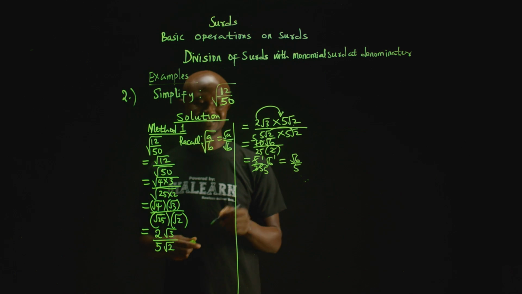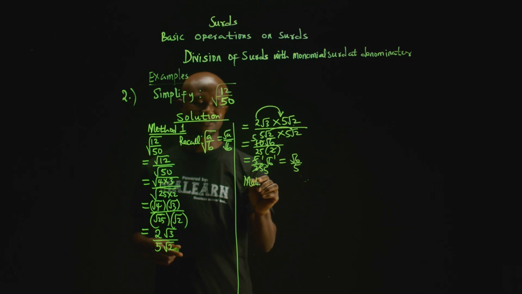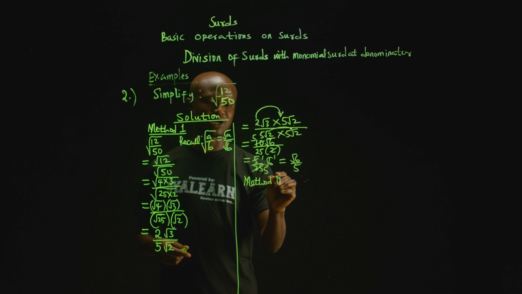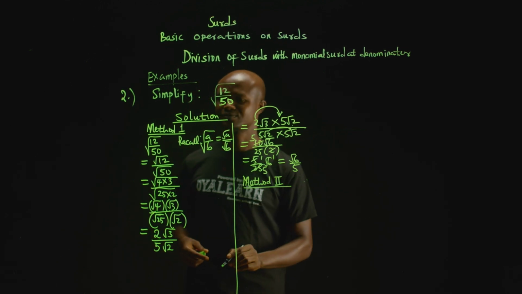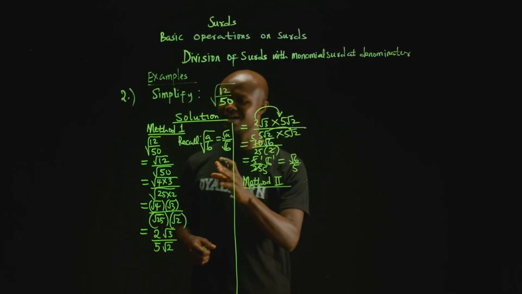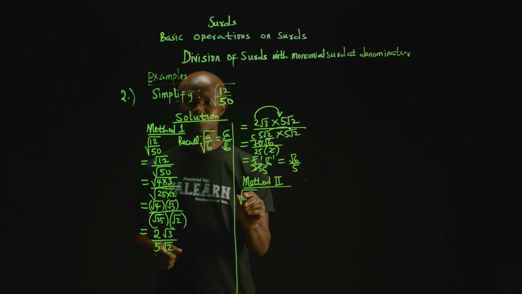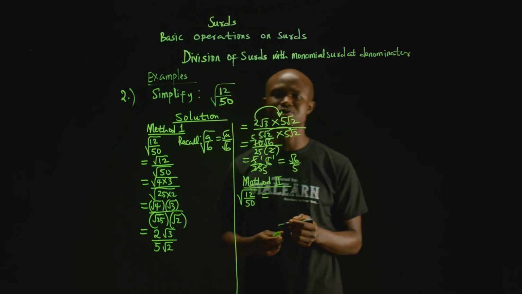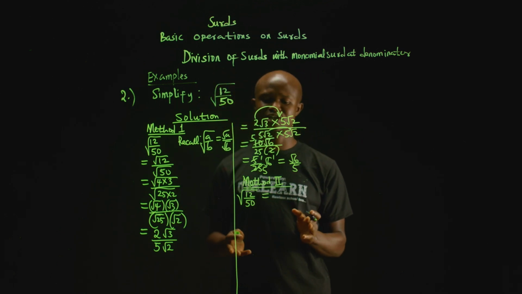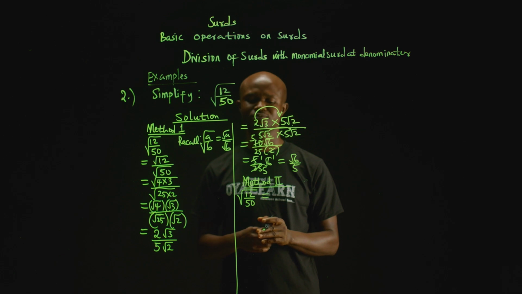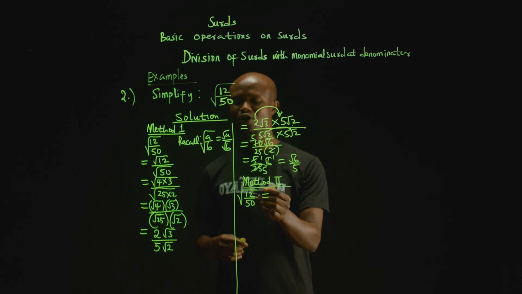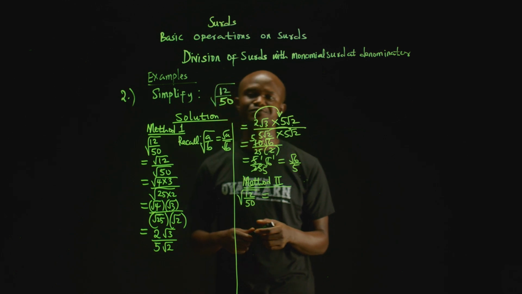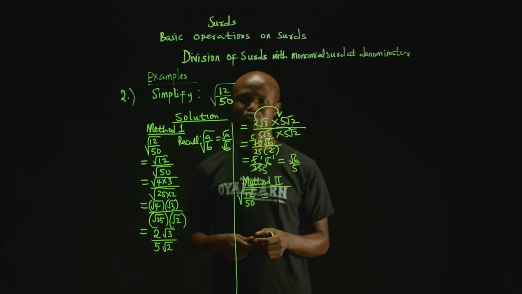So in this case, the second method, for this kind of question, is a bit shorter. So in this case, we have root 12 over root 50. For this, we can reduce both numerator and denominator. How do we do that? There's a number that is common to both 12 and 50. And what is that? 2.